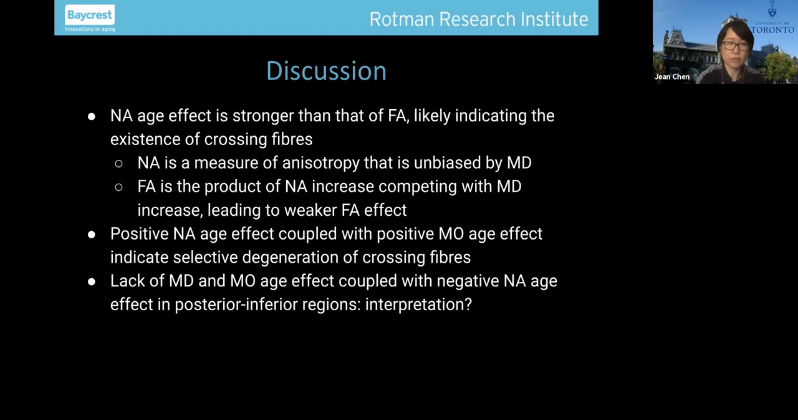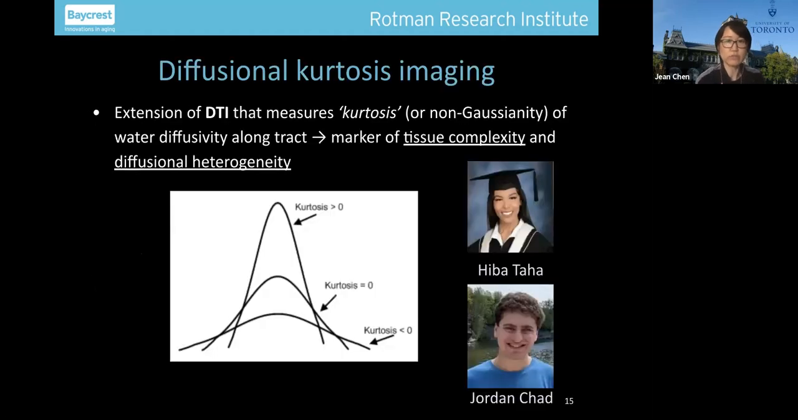So this is where we bring in diffusional kurtosis. Any questions, or should I just go to the end?